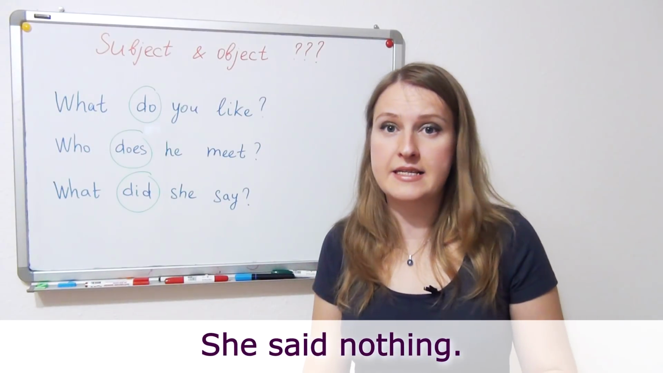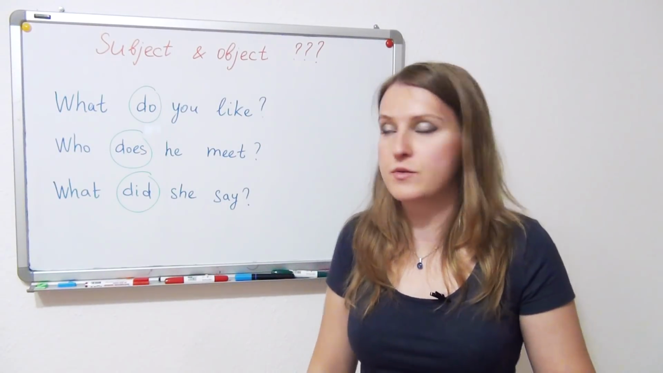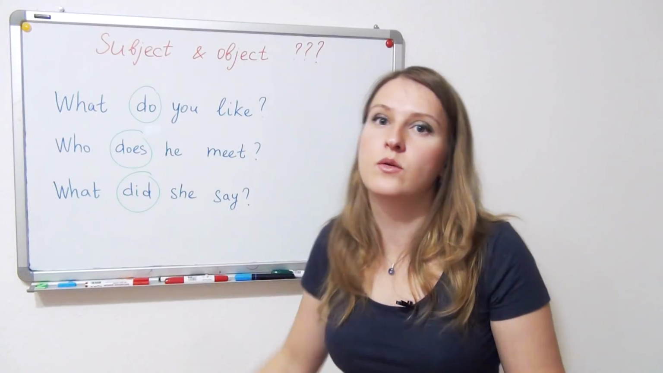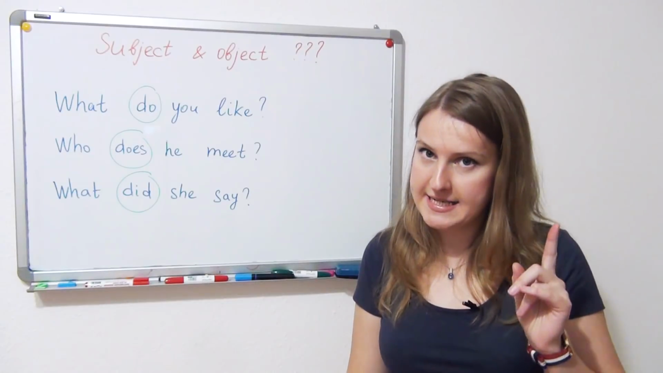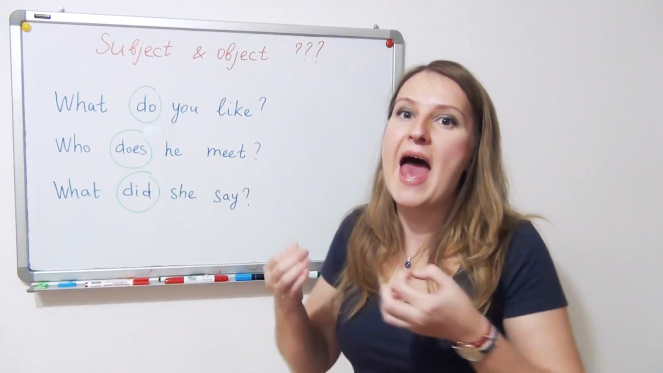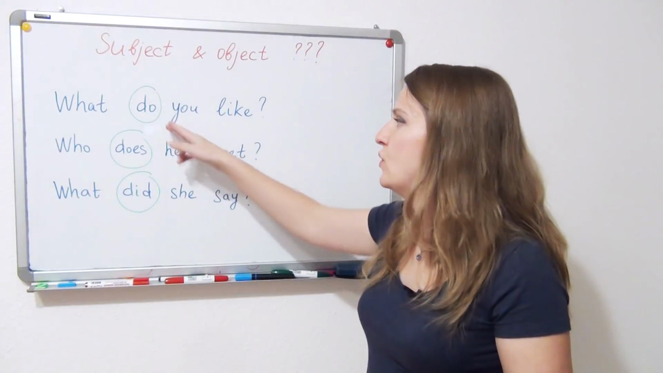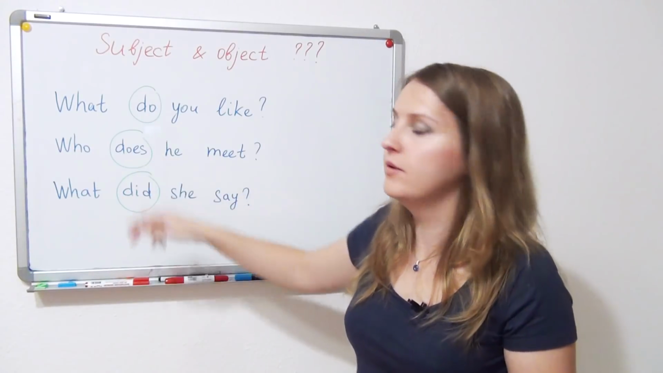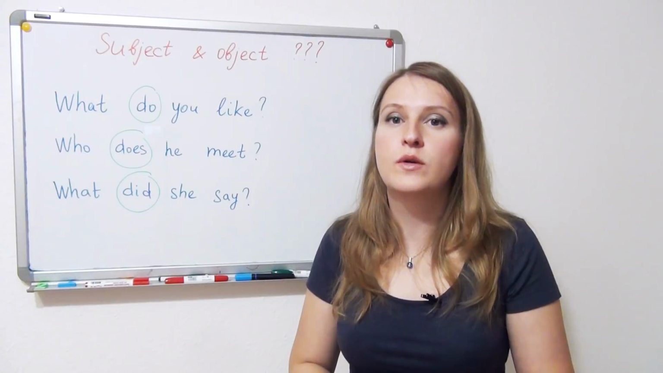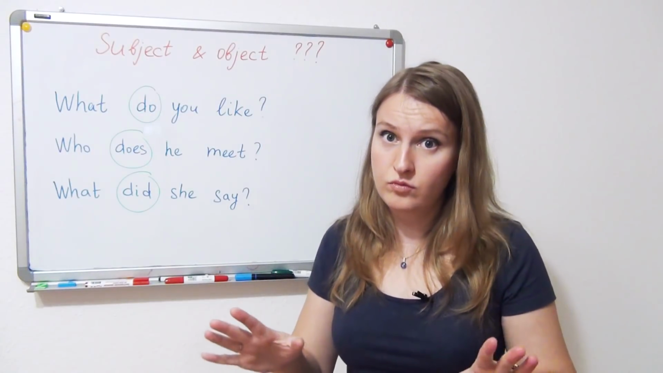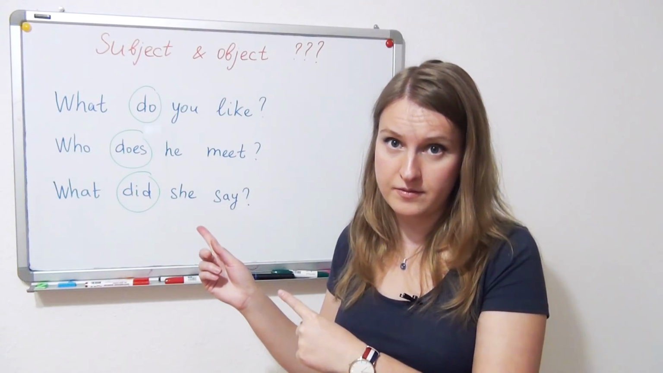In all these sentences, there are no auxiliary verbs. We do not use do, does, or did in statements in present simple and past simple. But in questions, we add them. We add do or does for present simple, and we add did for past simple. And the same goes for negative sentences. So be careful with these auxiliary verbs.